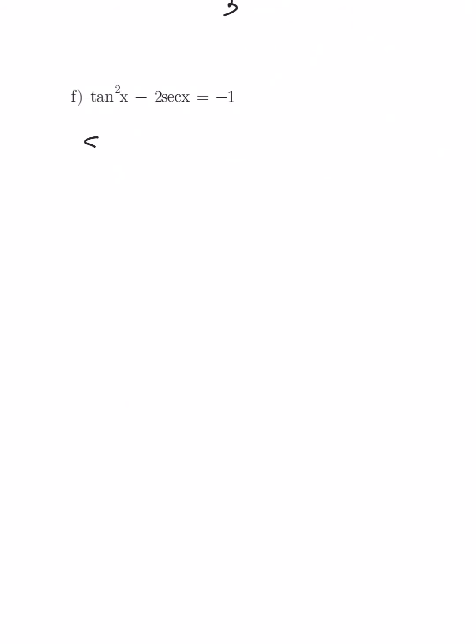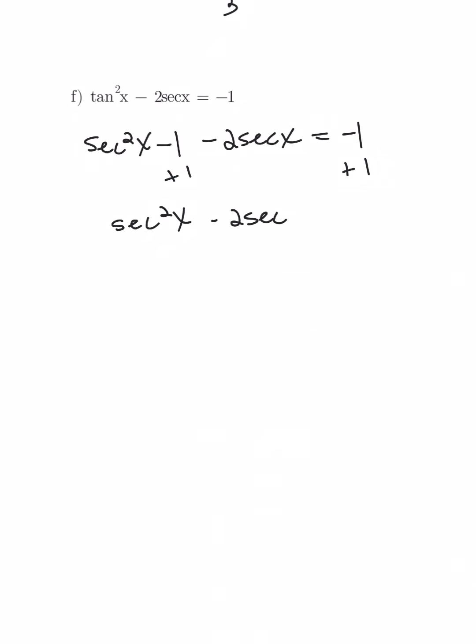That will be secant squared x minus 1. Now continue on writing the rest of the equation: minus 2 secant x equals negative 1. Remember, we've talked about when you have squared functions, you need to get everything on the same side and equal to 0. So we are going to add 1, which is going to give us secant squared x minus 2 secant of x equals 0.